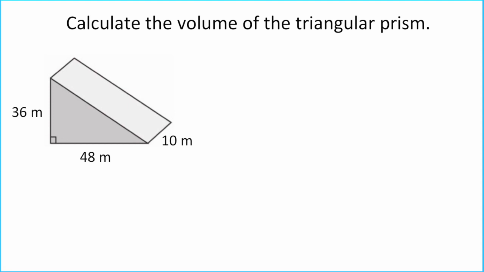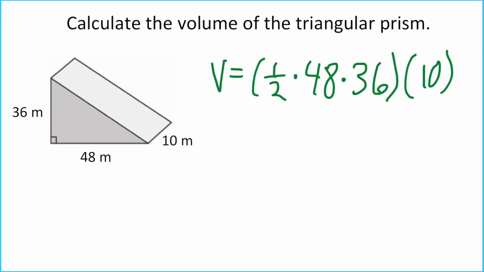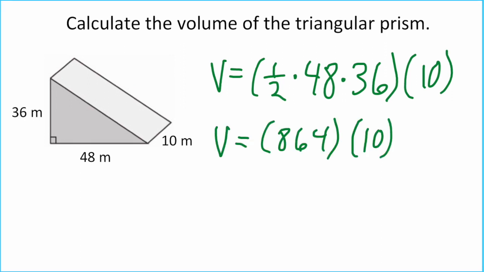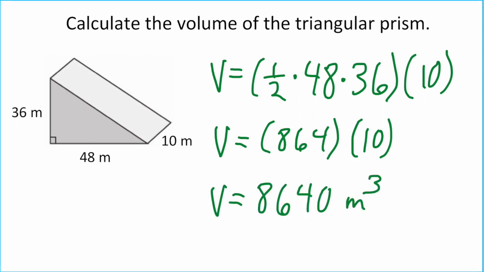So here we have our volume of a triangular prism, and the key here is just remembering that when you do the formula for the triangle, don't forget your 1/2. That's the most common mistake. And so our base area is going to be 1/2 times 48 times 36. And then the distance between the triangles is 10 for our height. And then when we simplify that, we get 864 times 10. So we get 8,640 cubic meters.